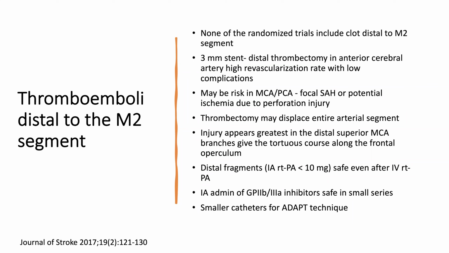I think the injury, again, with more of a distal clot, is highest in the distal superior MCA branches, given the tortuosity and course along the frontal operculum. If you get distal fragments, you can give IA tPA. Less than 10 milligrams intraarterially is shown to be safe, even after you give the patient IV tPA. And there are some series where people have given IA glycoprotein 2B/3A inhibitors in distal vessels and opened up vessels, and that's been shown to be safe. So you're only giving maybe 5 to 10 milligrams of something like ReoPro or Integrilin, not a lot.